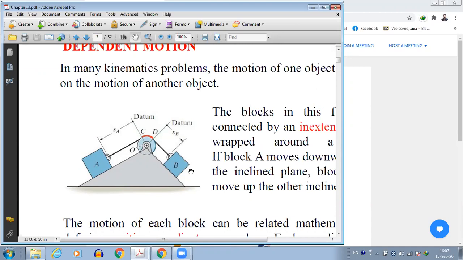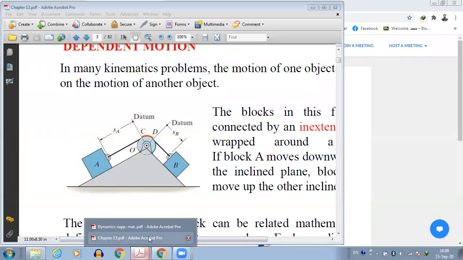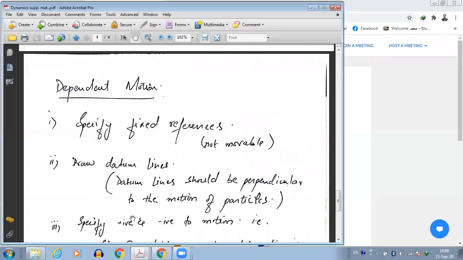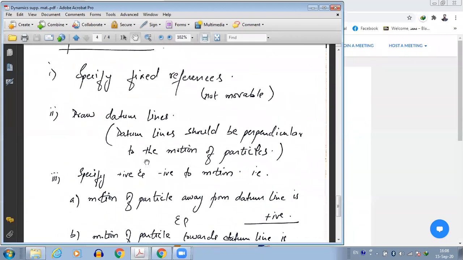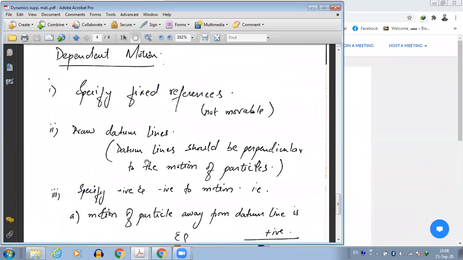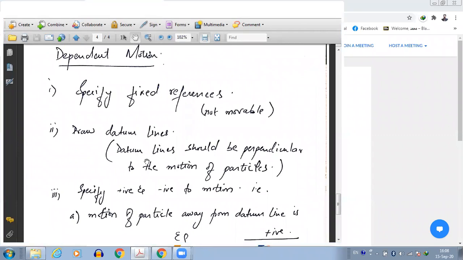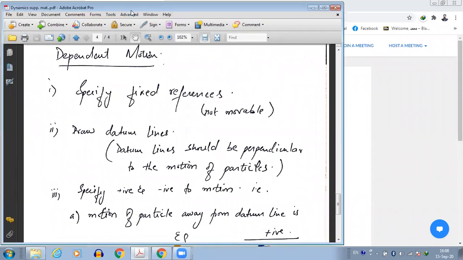Okay, dependent motion. Regarding the dependent motion, there are some laws which we have to keep in our mind. I have written those laws here, and if you just follow them correctly, inshallah, everything will be fine. Okay. Point number one: specify fixed references.